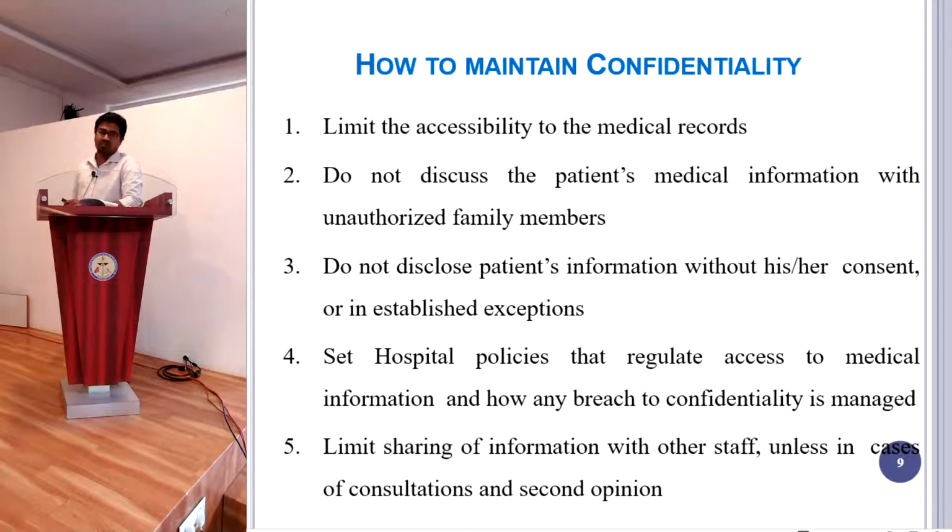Do not disclose patient information without his or her consent or in established exceptions. Set hospital policies that regulate access to medical information and how any breach to confidentiality is managed. Limit sharing of information with other staff unless in cases of consultations and second opinion.